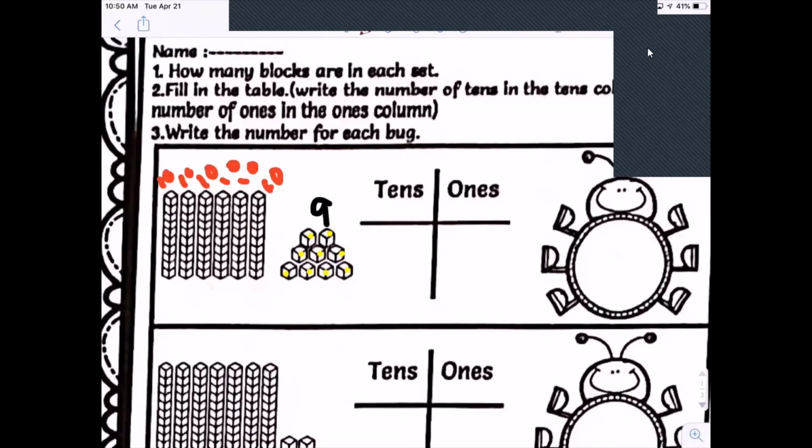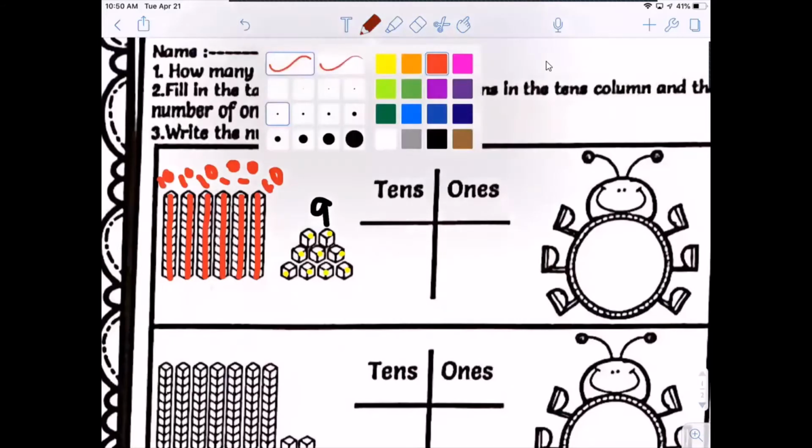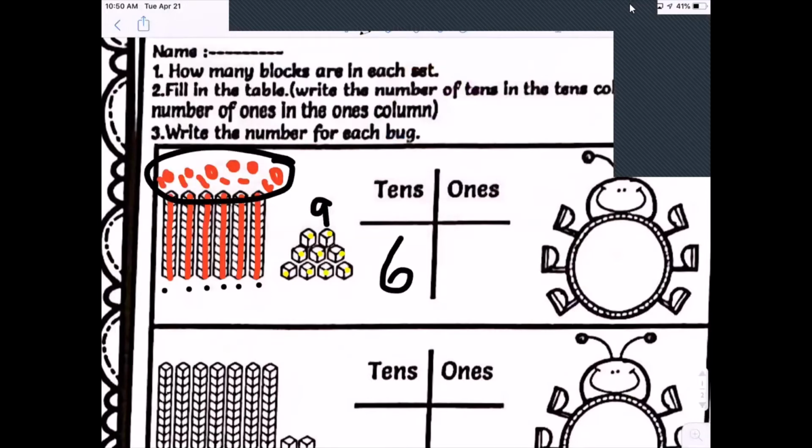Okay, so I have what? 10, 20, 30, 40, 50, 60. But am I supposed to write 60 here? Do I write it like that? No. Okay, remember, in the tens, you're just writing how many groups. Okay, how many groups of 10 do we have? So we go 1, 2, 3, 4, 5, 6. I have 6 groups of 10. So I only write 6.